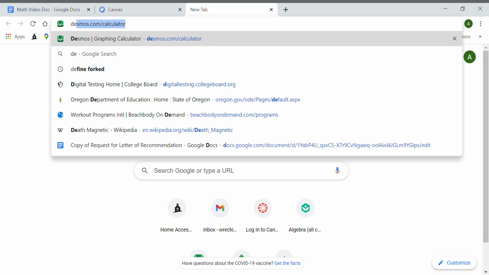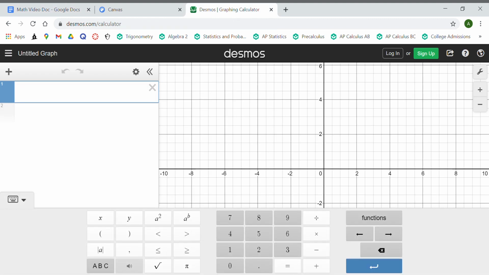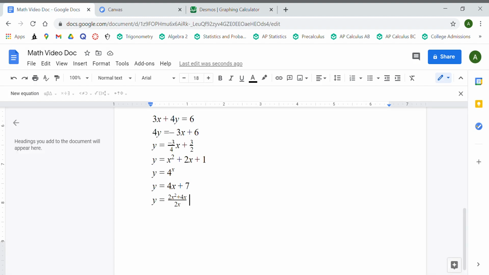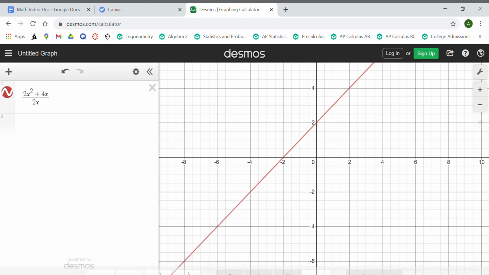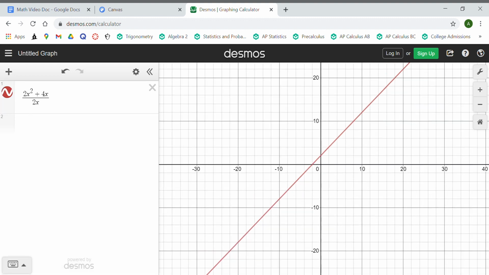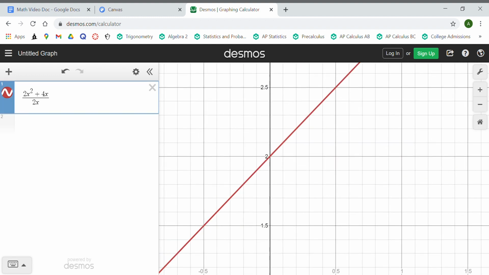I'm going to see if I can pull up Desmos real quick. Alright, how do I do this? 2x squared plus 4x divided by 2x. Alright, so look what we got here. We actually got a line. But now, why did I say this was not a linear function? Look at that right there, that little point at 0, 2. See that right there?